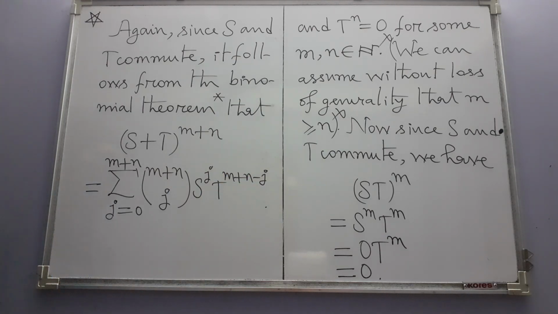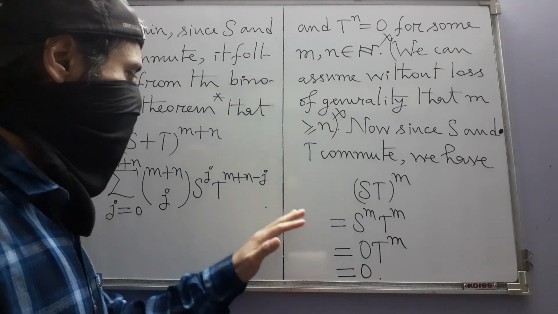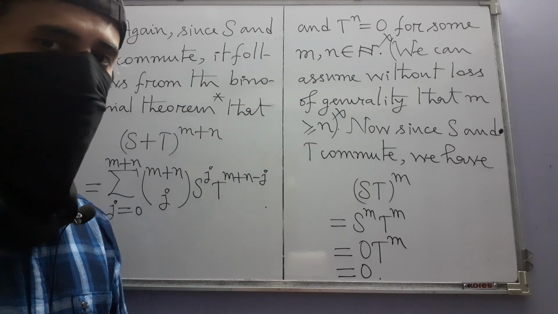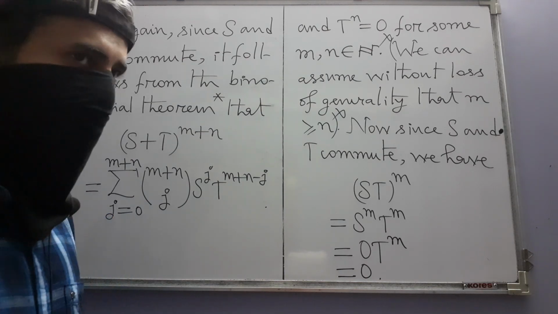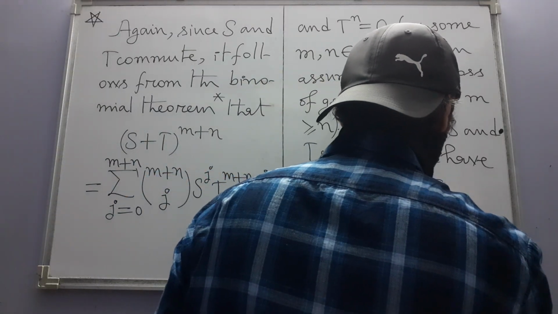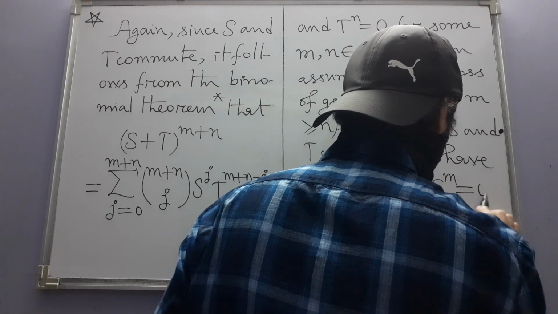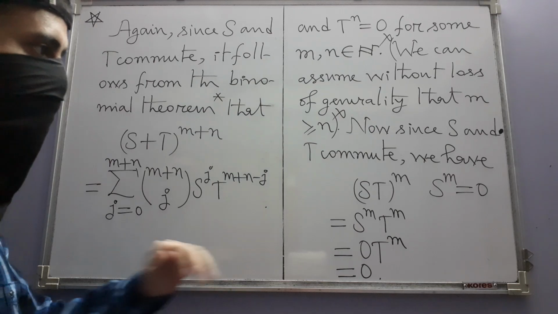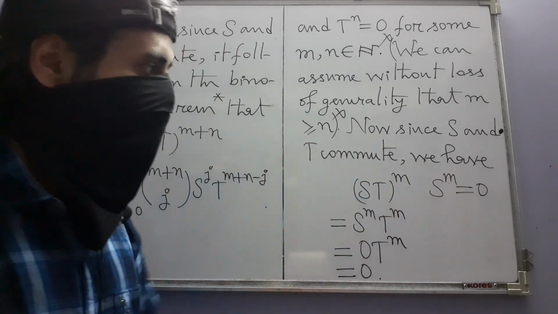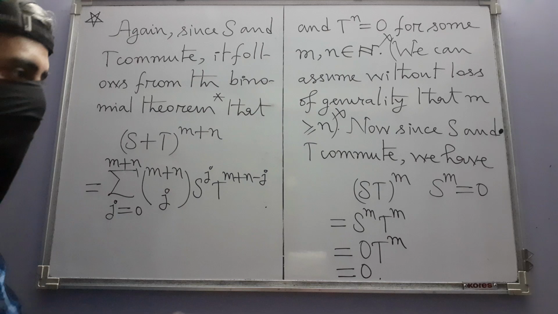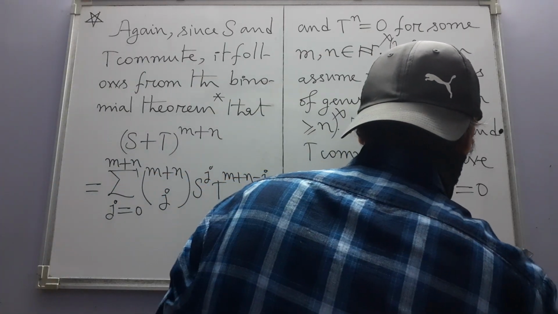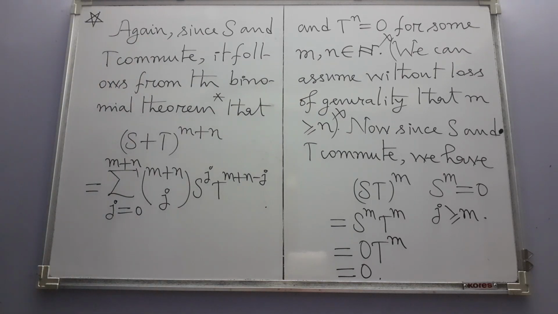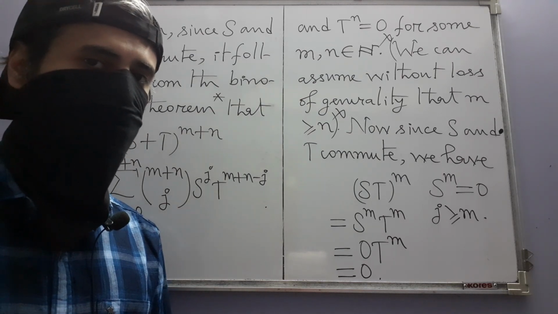Now, what is the minimum power of s that is equal to 0? The minimum power of s that is equal to 0 may not be s to the power n. Maybe some smaller power of s also becomes equal to 0. But we need not worry. If our j, the j that you see here, is greater than or equal to m, then s to the power j will be 0.